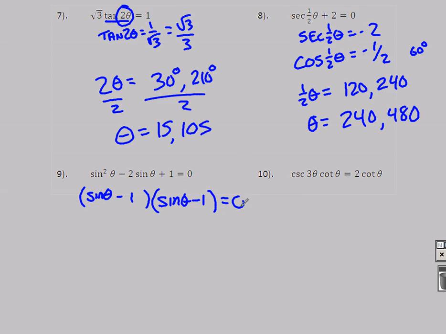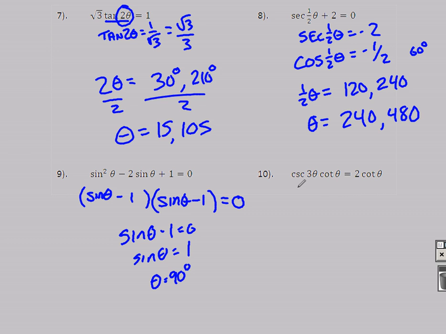Well, I have 2 linear factors equal to 0. That means they're both set equal to 0. However, it's the same factor, so I can just say one of them equals 0. That means just sine of theta minus 1 equals 0, or sine of theta equals 1. When does sine equal 1? When does my y value equal 1? That's only when theta equals 90 degrees. So 90 degrees is my only answer for that one.